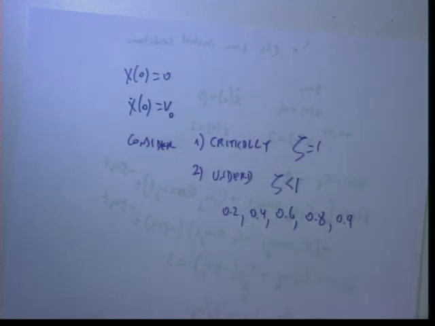Okay, I will write down for myself assignment 4. Zeta is smaller than 1, zeta equals 1, v sub 0, x sub 0 equals 0. Make calculations and graphs. Have a good day and have a good weekend. You may want to give your homeworks if you don't mind.